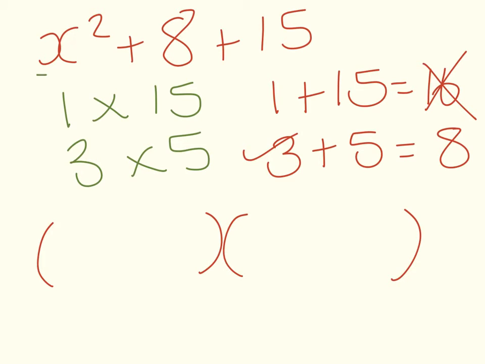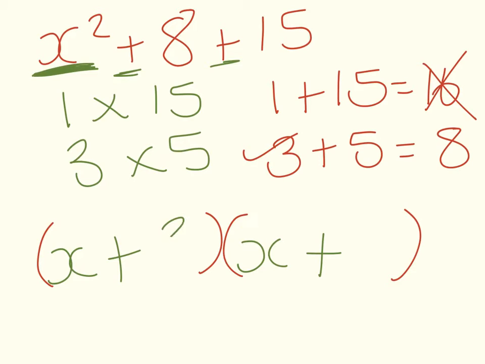In order to get an x squared at the very front, I'll need to make sure that both of my brackets start with an x. Because my signs are plus, they'll be followed by a plus sign. And then I'll include my two factors of 3 and 5. So this ends up becoming a factorized version of my original equation.